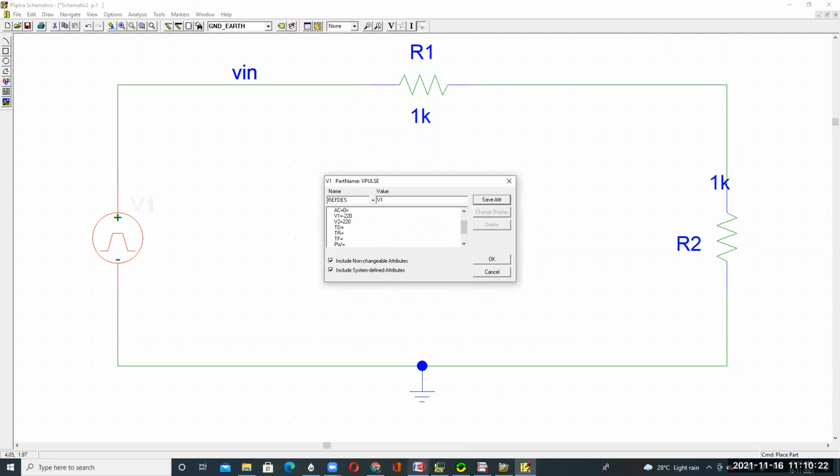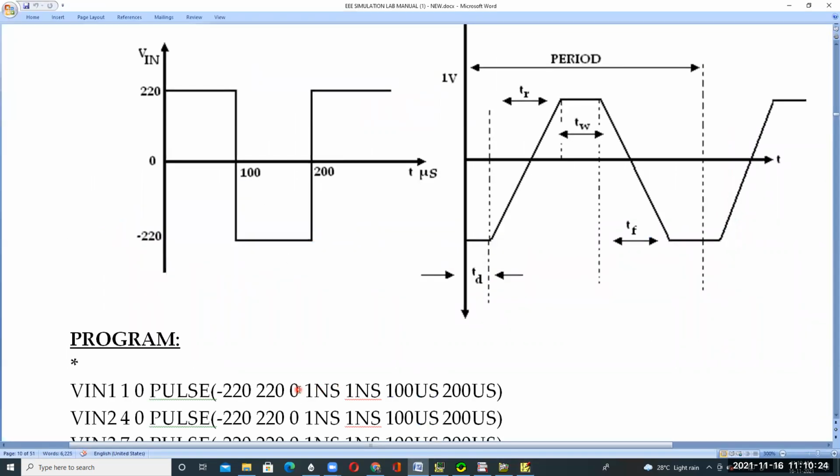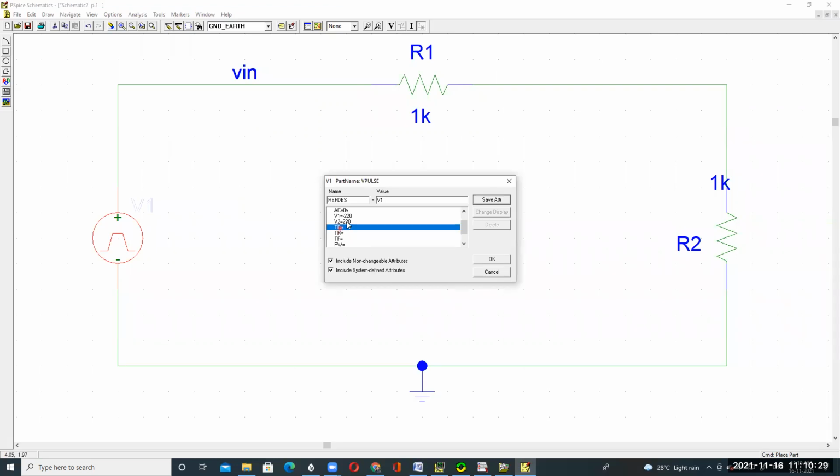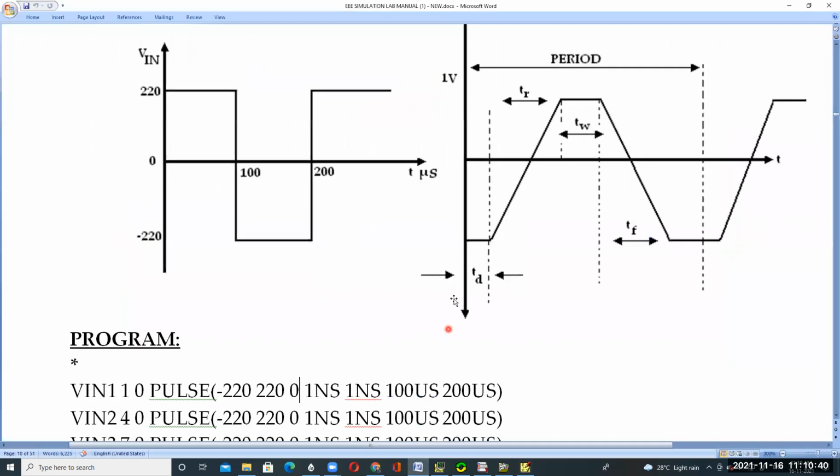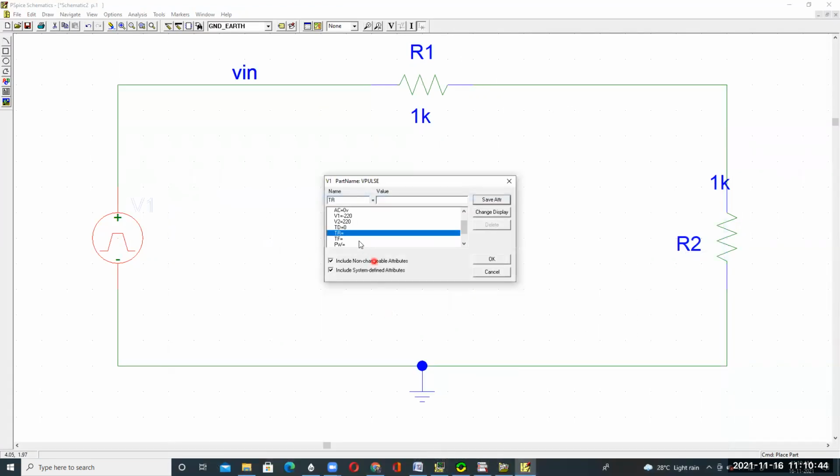Next, delay time. How much delay time here? Delay time is nothing but 0 nanoseconds, so enter 0. Then enter rise time: rise time is 1 nanosecond. Fall time is also 1 nanosecond, maintaining it like this.